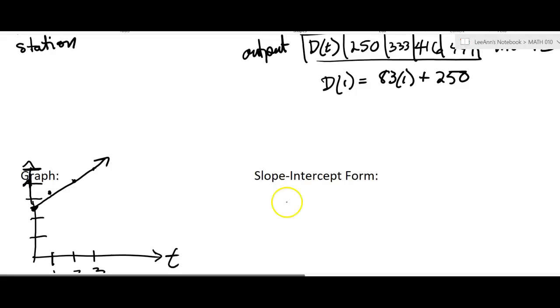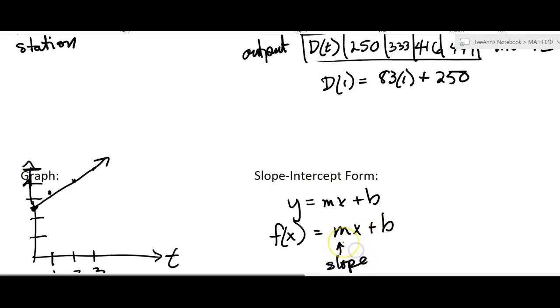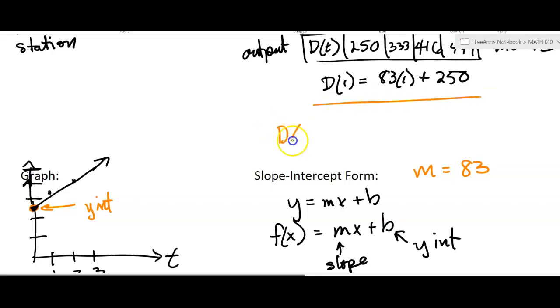Okay, we talked about slope-intercept form, but I'll just go over it again. y equals mx plus b. Or if we want to use the function notation, f of x equals mx plus b, where m is the slope, slope being how steep the line is. Slope is rise over run. We'll talk about that more in another video. And b represents the y-intercept, or where it's crossing the y-axis. So like right here, that's our 250. That's the y-intercept right there. Our slope, in this case, was 83. And there's the function right there, d of t was 83t plus 250.